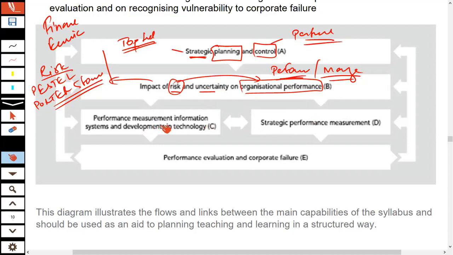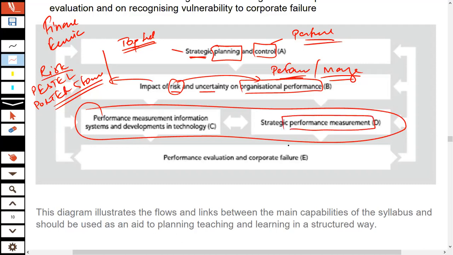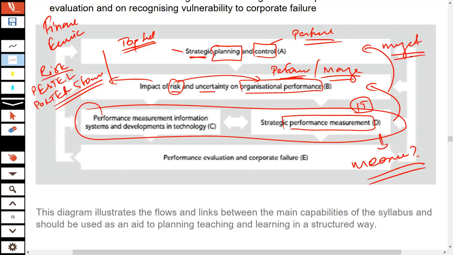Then there are a few different things: performance measurement, information systems and technology, strategic performance measurement, performance evaluation, and corporate failure. If you look at these two sections of the syllabus, they majorly focus upon performance measurement, and they talk about IT also. In this area we would be talking about how exactly you measure the performance of the organization, and how that measurement helps you in the management of performance. And lastly, another area of the syllabus is corporate failure.